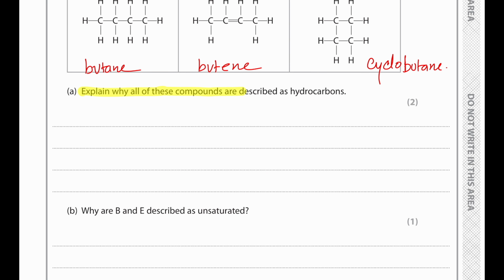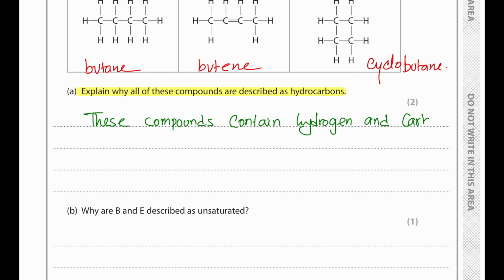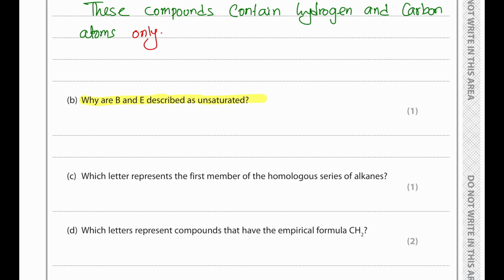Explain why all of these compounds are described as hydrocarbons. Whenever we are asked why a particular compound is called a hydrocarbon, we'll always answer with this statement: because these compounds contain only hydrogen and carbon atoms only. The word only will carry our second mark. Why are B and E described as unsaturated? Whenever there is a carbon-carbon double bond, we can describe them as unsaturated.